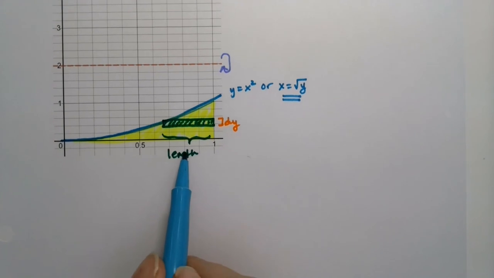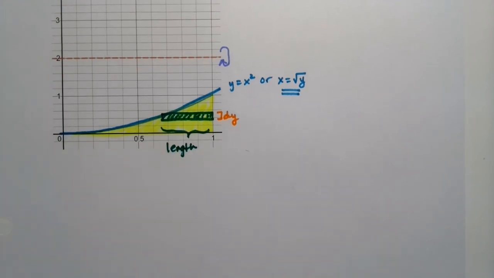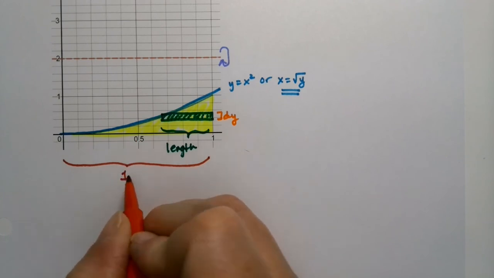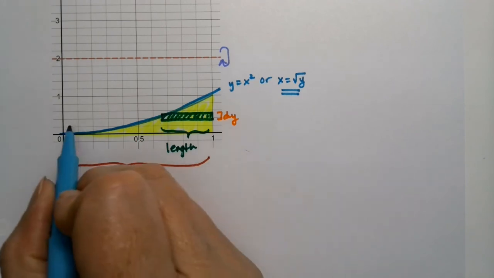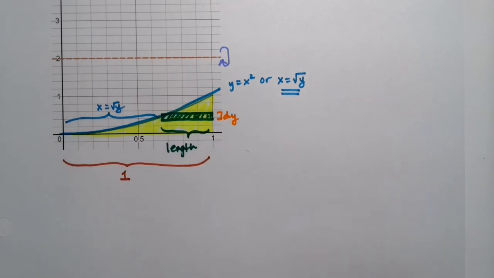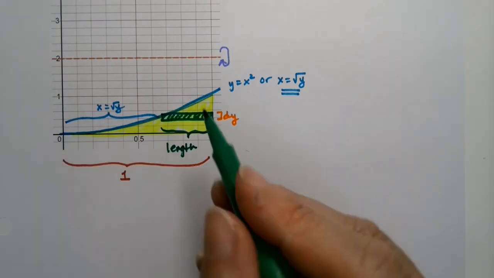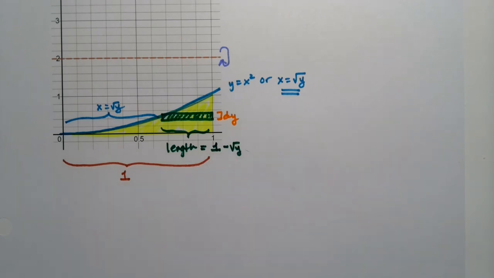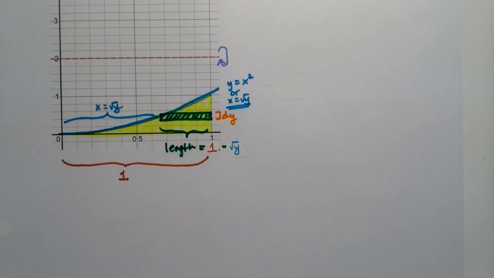So when I want that length, what I want is this distance, which is 1, minus this distance, which is right here, which is the square root of y. So that means that that length must be 1 minus the square root of y. All right? There, I just recolored it to make it easier, and I moved this down because I'm going to need some space up here. All right, so now I've got the length, right?